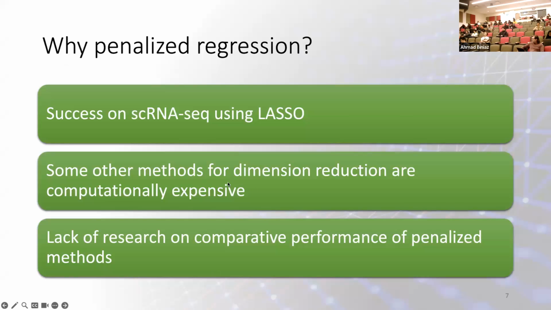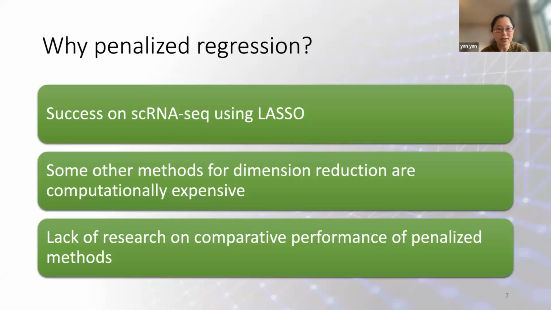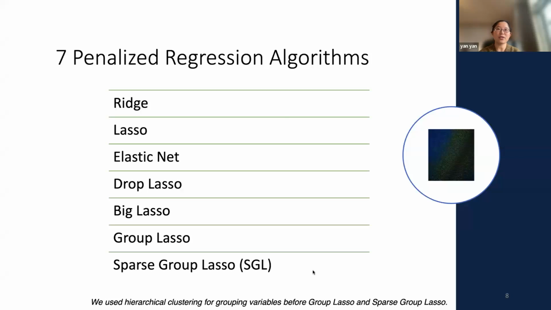And the other thing is there are some successes using the lasso method on single cell RNA-seq data, but not with some of the other penalized regressions we are talking about here. It is also relatively efficient. Some other methods for dimension reduction could be computationally expensive. And when we look at the current literature, we don't find many systematic comparisons of different penalized models on single cell RNA-seq.